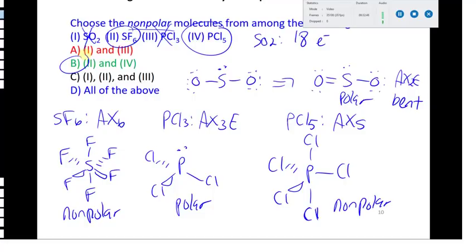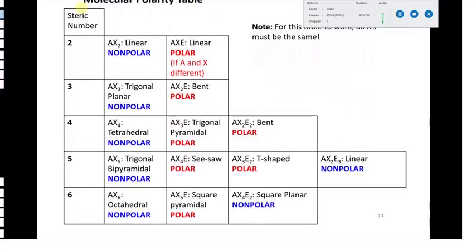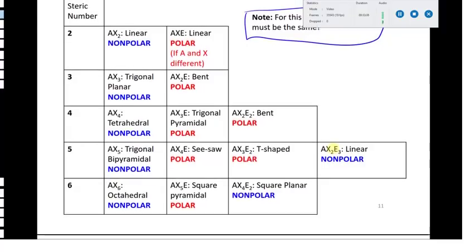All right, so to help you summarize this, again, not something that I want you to necessarily memorize, here's a table that relates all of the AXE geometries to whether they're polar or nonpolar. Now again, this only works for all X's being the same on the central atom. So if you have 2 different types of atoms bonded to the central atom, some of this breaks down, as we saw at times. But there's some important trends here.